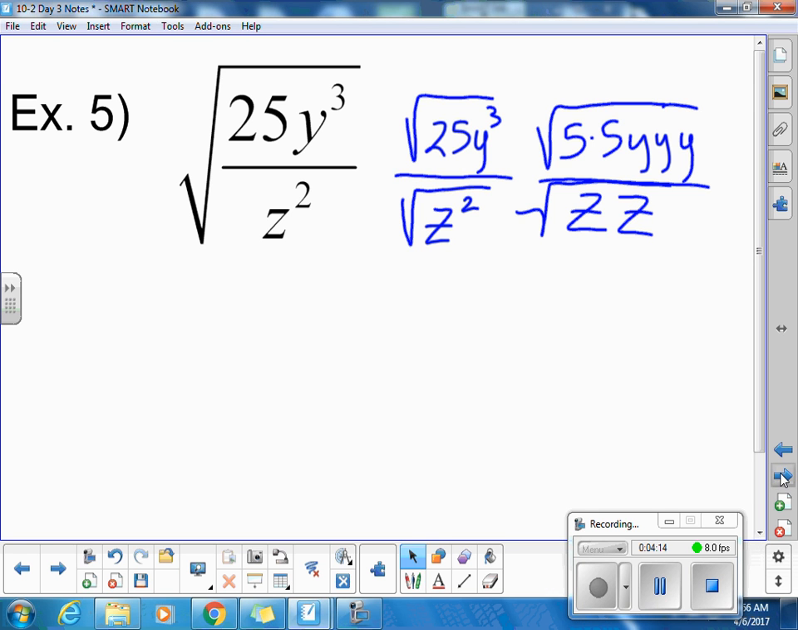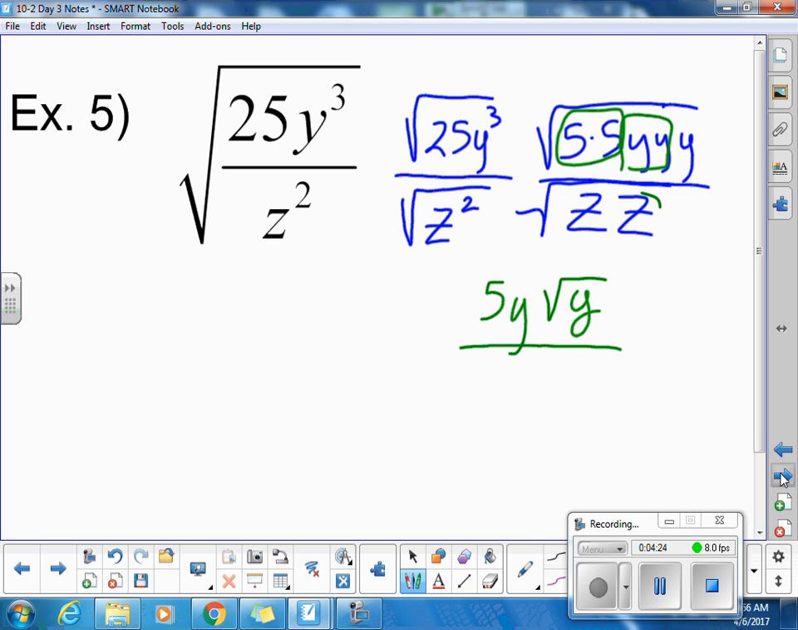Look for my pairs. I have a pair of 5s, one comes out. Pair of y's, one comes out. I still have a y left on top that I can't do anything with. And a pair of z's on the bottom and nothing left on the inside. So my simplified radical should be 5y square root of y over z.